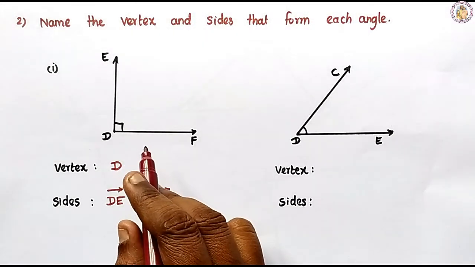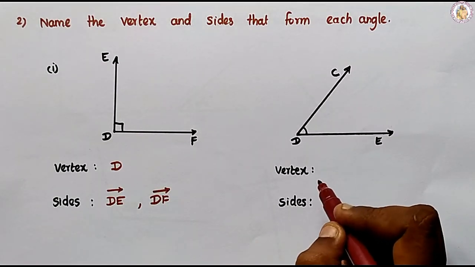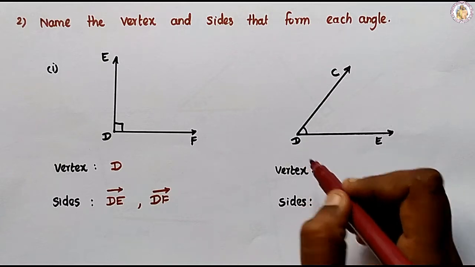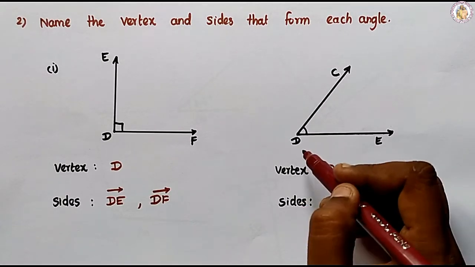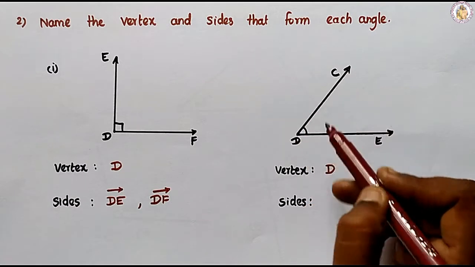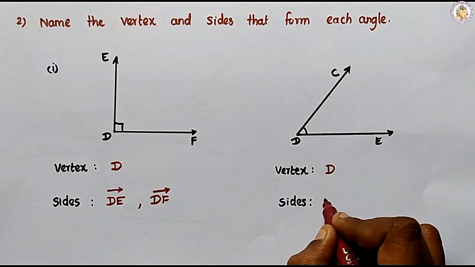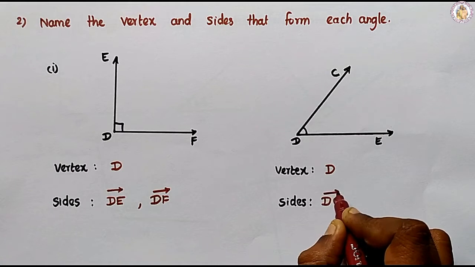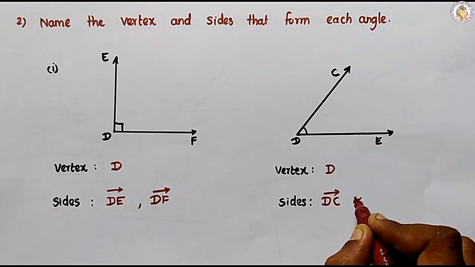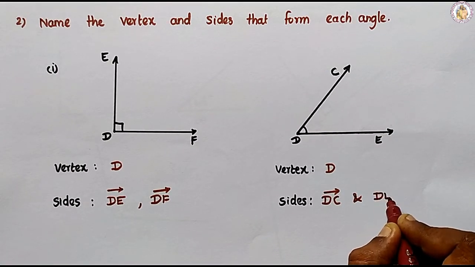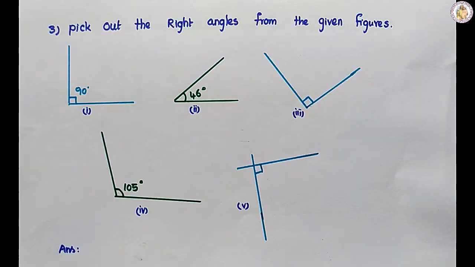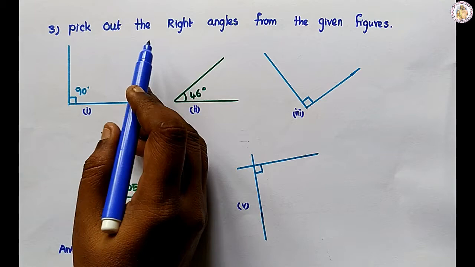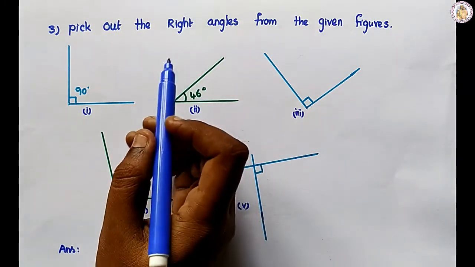Two sides are there. Here D is the vertex, same, and sides are DC and DE. DC and DE. That is the answer.